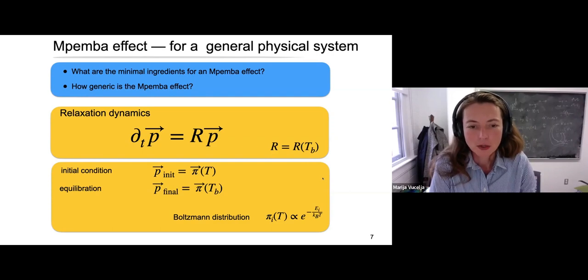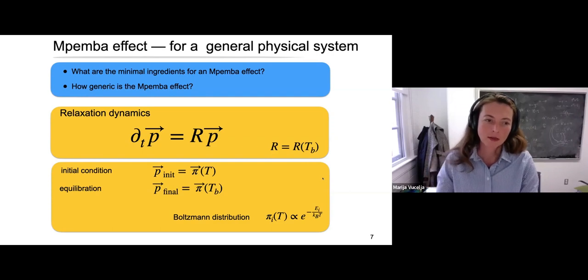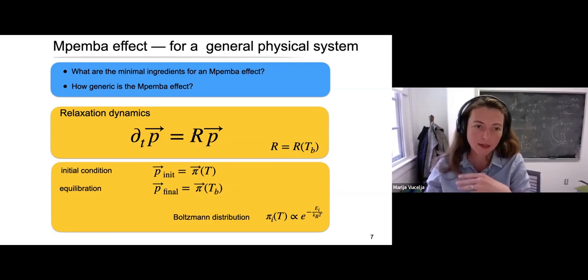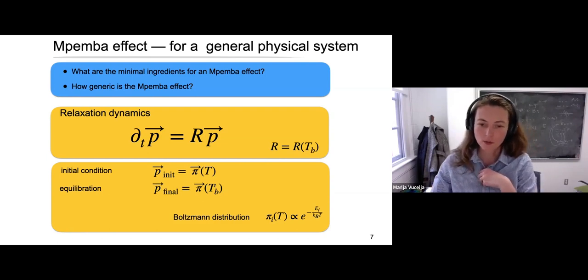Relaxation. So I'm going to talk about relaxation dynamics. It's going to be Markovian, meaning that I need present information to know the future. I don't need the past. My initial condition is equilibrium at the wrong temperature, and my final condition is the equilibrium at the correct temperature. Correct meaning here temperature of the bath.